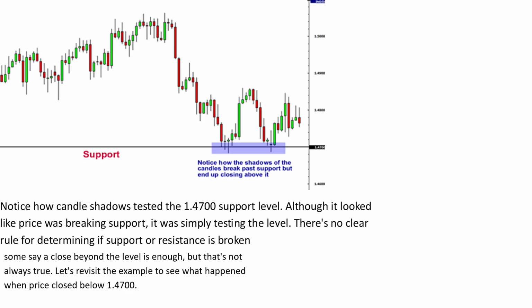Here's an example. Notice how the candle shadows tested the 14,700 support level. Although it looked like price was breaking support, it was simply testing the level. There's no clear rule for determining if support or resistance is broken. Some say a close beyond the level is enough, but that's not always true. Let's revisit the example to see what happened when price closed below 14,700.